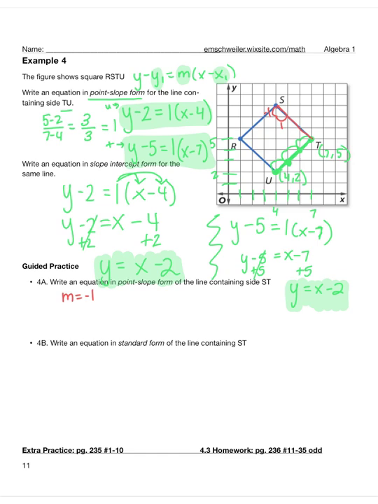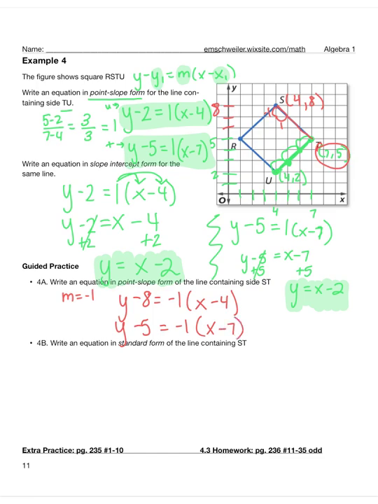And then the ordered pair for T we already had. We can use the same ordered pair. But S has a different ordered pair, so we have 4, 6, 7, 8. So one of the options could be, if we're talking about point S, y minus 8 equals negative 1 times x minus 4, or we could talk about point T and say y minus 5 equals negative 1 times x minus 7.